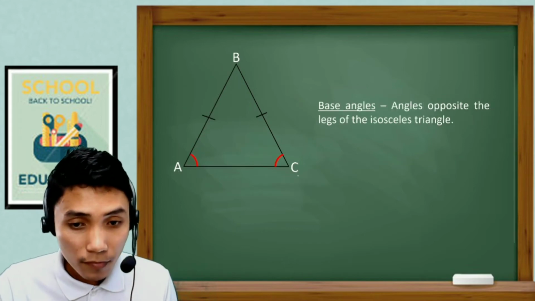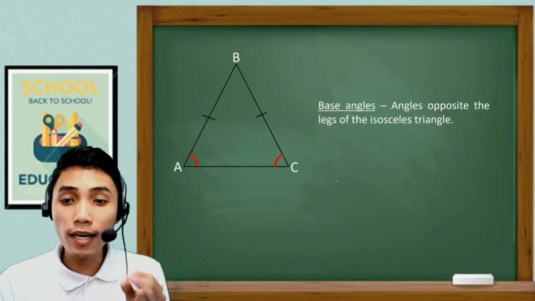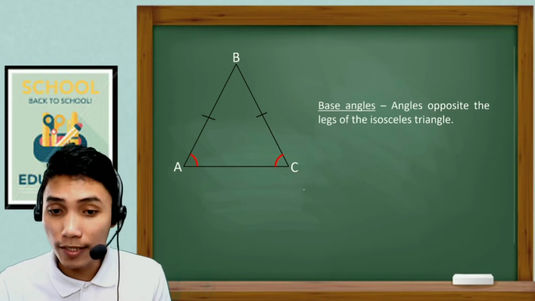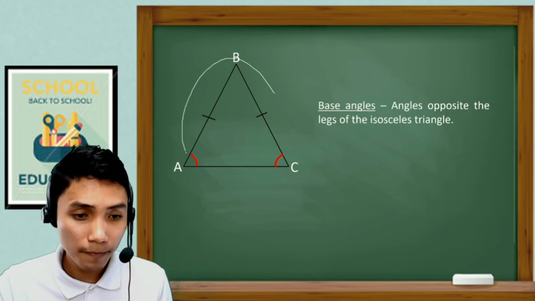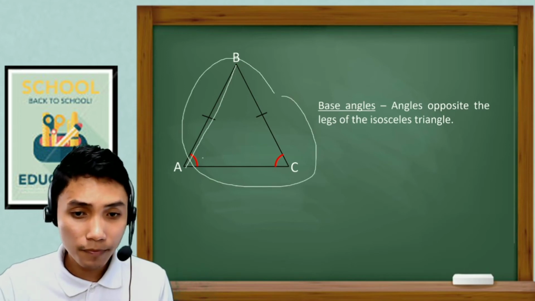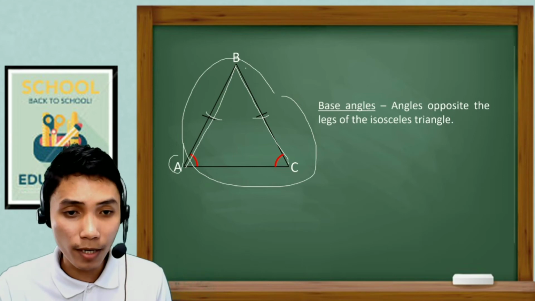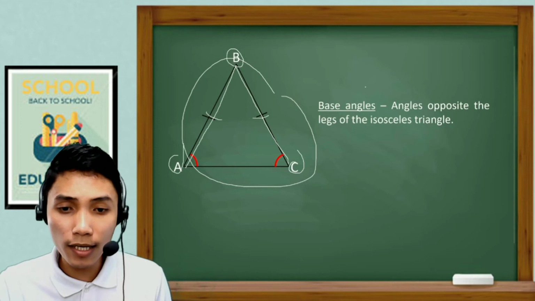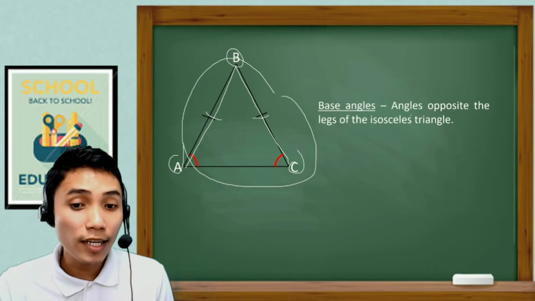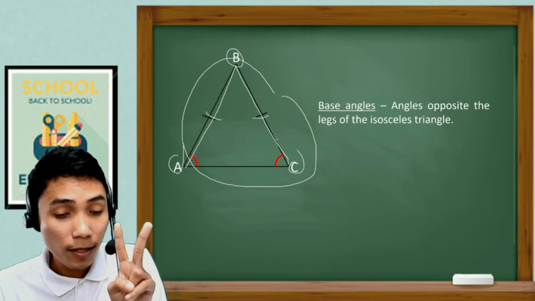Okay? Now, we have here also the base angles. Base angles, that is angles opposite the legs of the isosceles triangle. Okay, so in this figure, mao ni ang atuang legs. Okay, our legs is the line AB and the line BC. So ang ingon diari sa atuang definition nga ang base angles daw is opposite the legs of the isosceles. So naa tay duha ka legs ani nga figure.